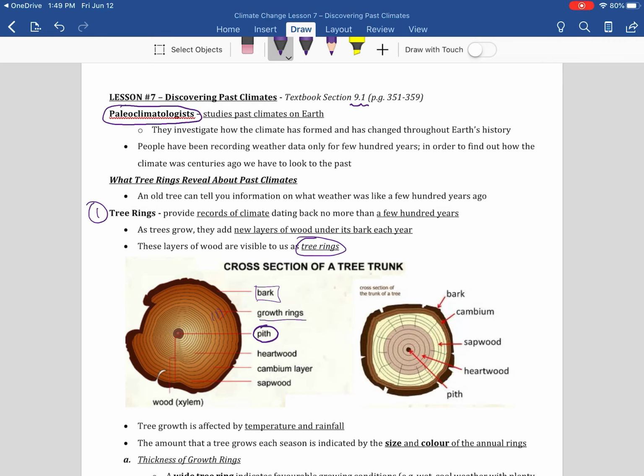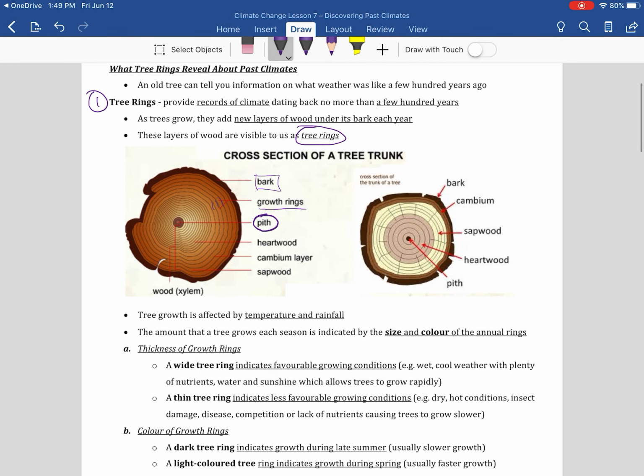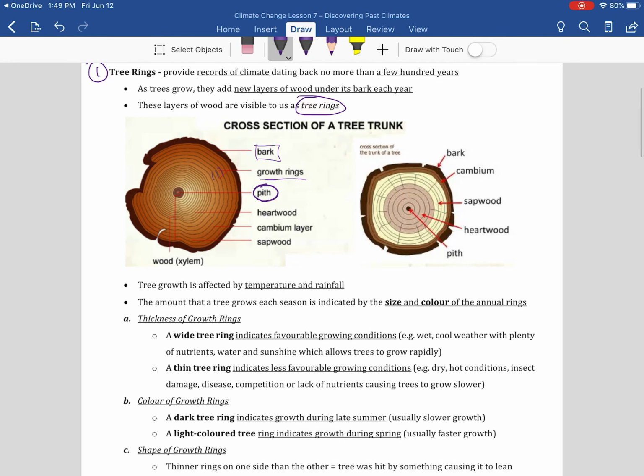What we do need to know, and this is why we're investigating it right now, is that we can kind of tell the history of the tree, what that tree has been through, by what the tree rings look like. Because as we know, say there's a really hot season or a really dry season, that will affect how the tree would grow. And we can determine what kind of conditions those are by the size and color of those tree rings that are put on every year.